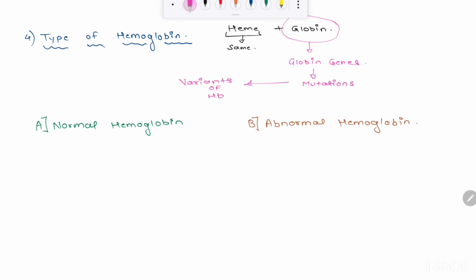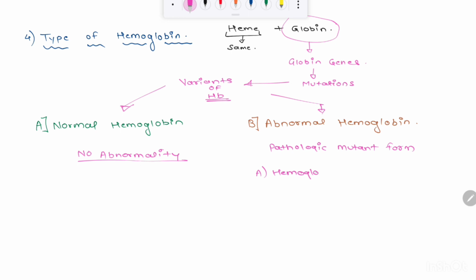different varieties of hemoglobin. Most of the mutations do not result in abnormalities. So these types of hemoglobin are regarded as normal hemoglobin where no abnormalities are seen, whereas a few mutations result in abnormal types of hemoglobin. So these abnormal hemoglobins are mutant pathogenic forms of hemoglobin. We'll study abnormal hemoglobin as hemoglobinopathies and hemoglobins that are found in thalassemia and related diseases.